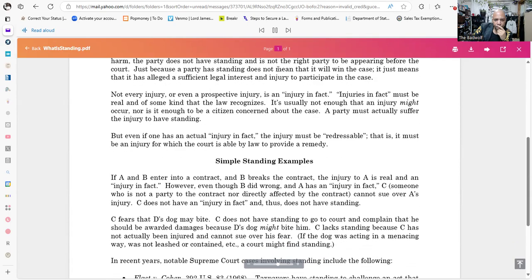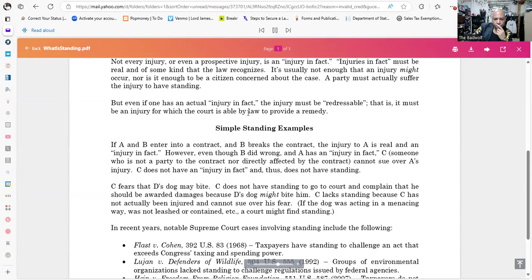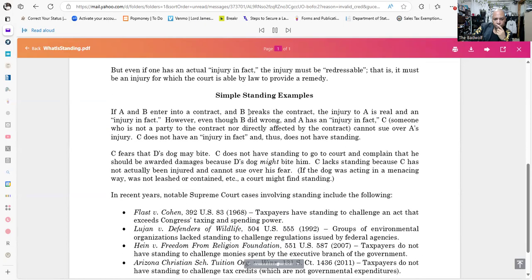Not every injury, or even a prospective injury, is an injury in fact. Injuries in fact must be real and of some kind that the law recognizes. It's usually not enough that an injury might occur, nor is it enough to be a citizen concerned about the case. A party must actually suffer the injury to have standing. But even if one has an actual injury in fact, the injury must be redressable. That is, it must be an injury for which the court is able by law to provide a remedy.